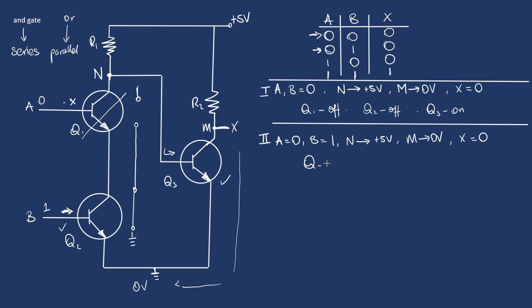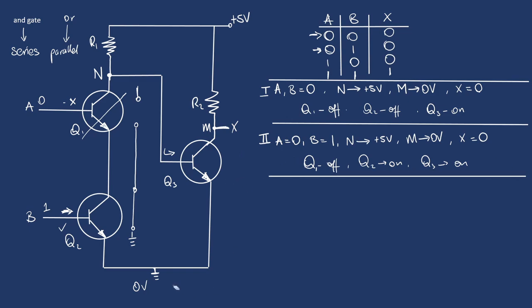Okay. So Q1 is off. Q2 is on. And Q3 is on. All right. So even though Q3 is on, M is dropped to 0. The voltage at X is still 0, which is what we aim to get with our circuit. Okay. So let's look at and do our third case. Turning A on and keeping B low.